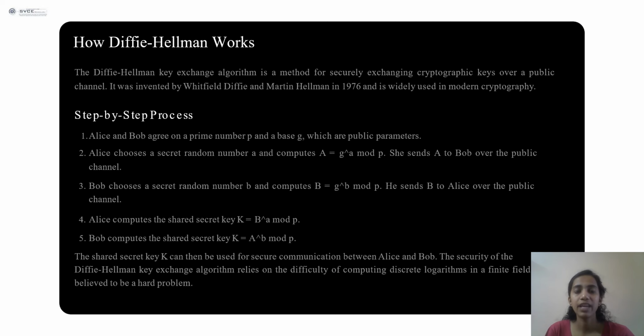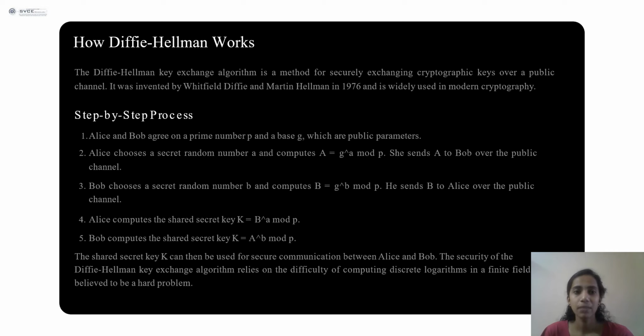Now, let us see how Diffie-Hellman works. It is a method, as I told before, of securely exchanging cryptographic keys. Now, let us see the step-by-step process. Let us take two people, that is Alice and Bob. Alice and Bob agree on a prime number P and a base G, which are public parameters.